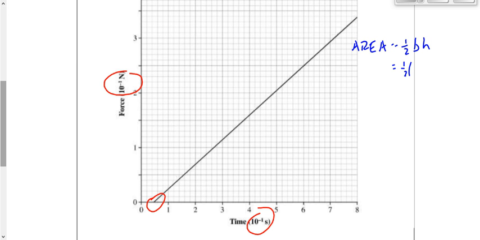So this is going to be 0. Looks like 0.4. It's hard to tell there on this. Could you guys see it better on yours? Is it 0.4?